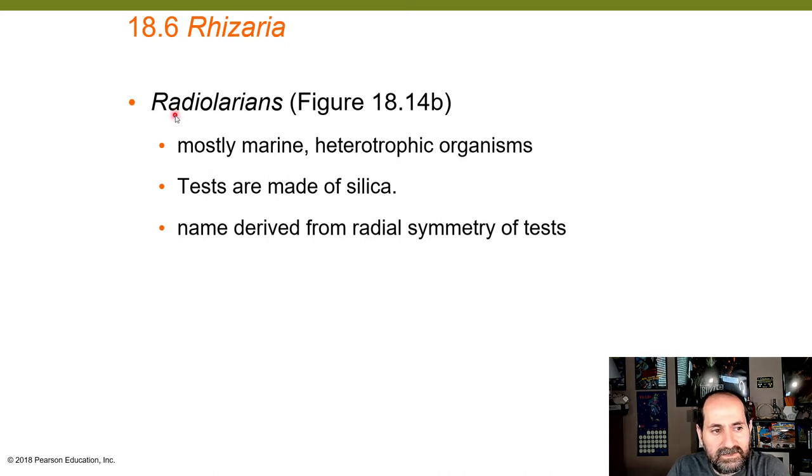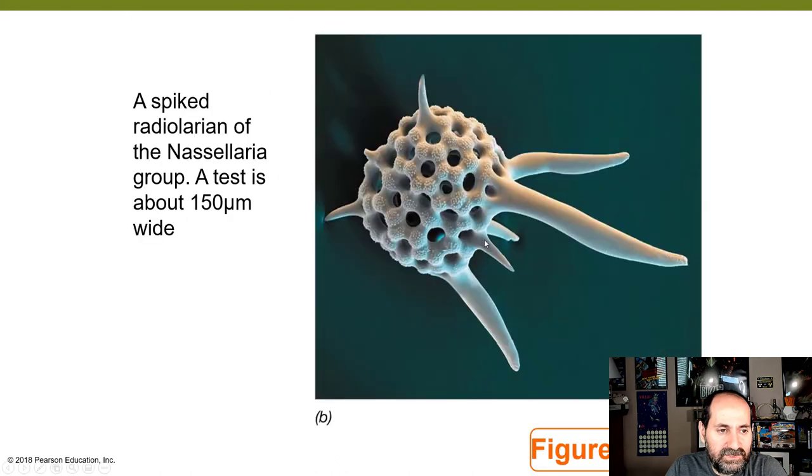What are radiolarians? Radiolarians are mostly marine heterotrophic organisms with tests also. These tests are made of silica and they have radial symmetry. So you can see here the radial symmetry and you can see its test. Again, silica and organic material here of the Nassellaria group.